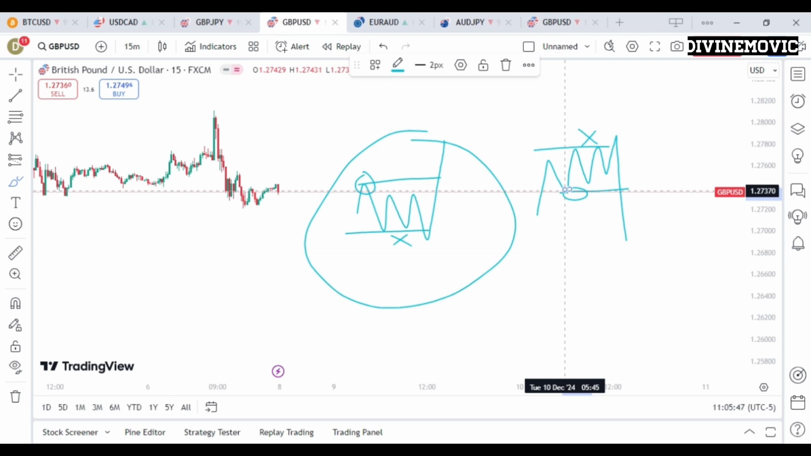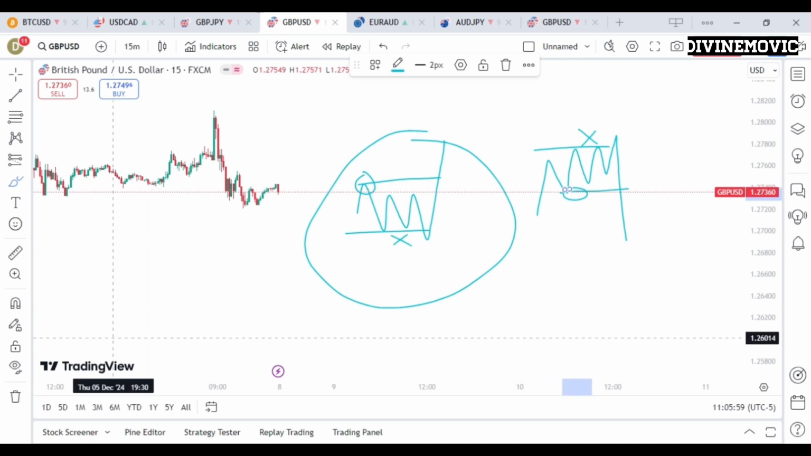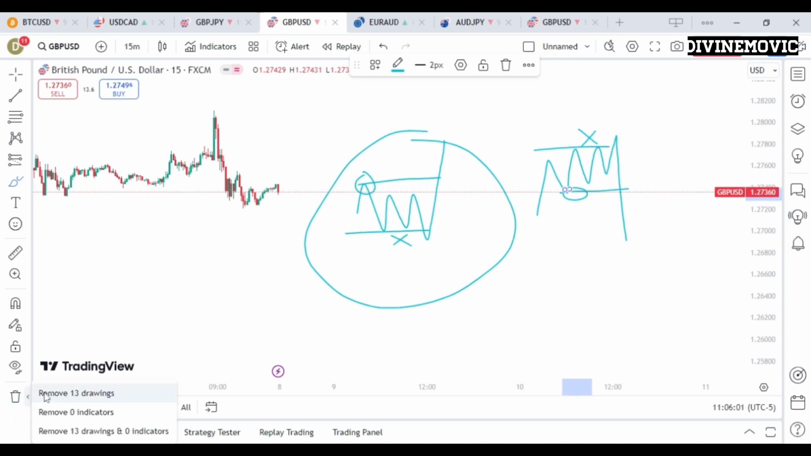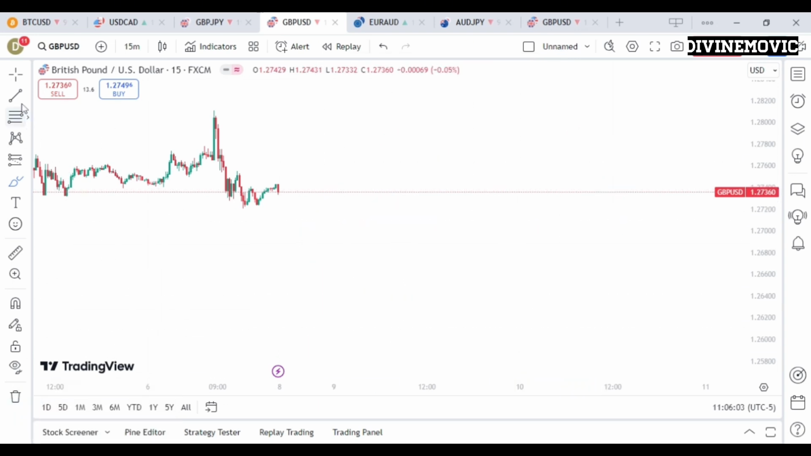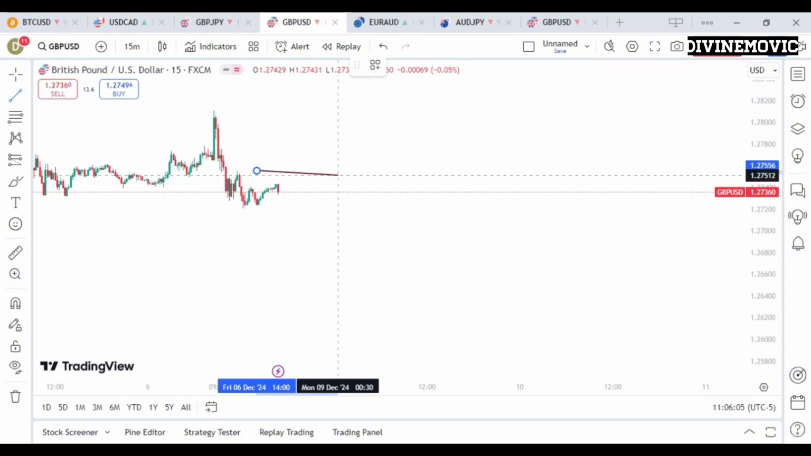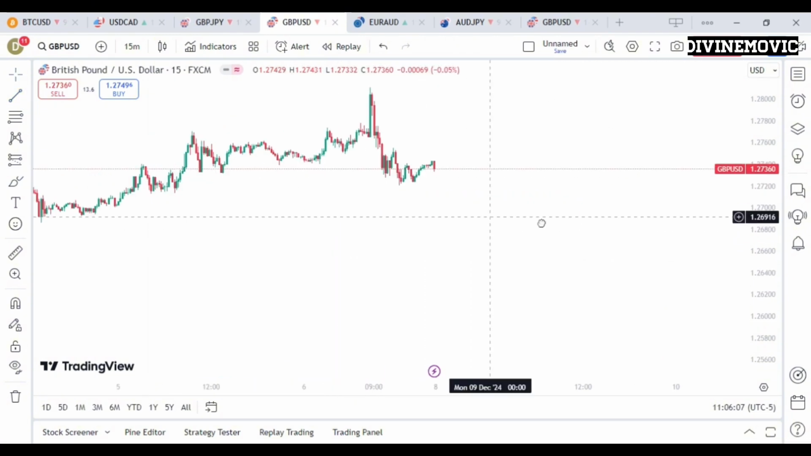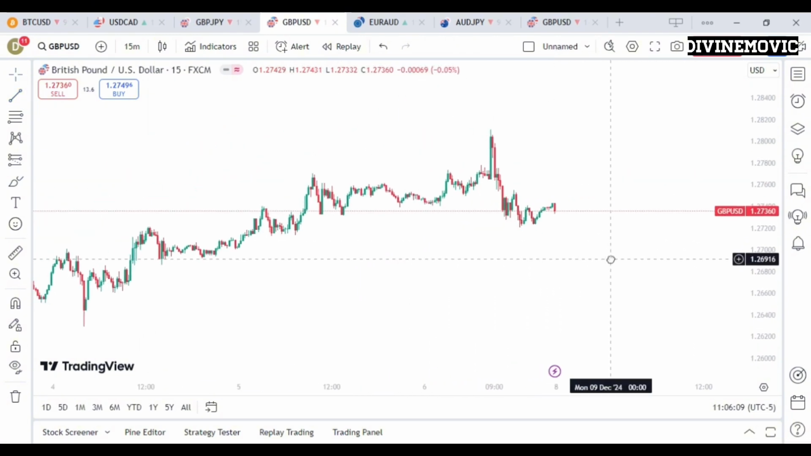I'm going to be showing you how to use these two things as a confluence and confirmation while trading. And I'm going to be doing it live as I analyze GBPUSD. For me to analyze GBPUSD, I simply want to go to the higher time frame and understand the overall direction of the market. Where is price coming from and where is price going to on the daily time frame.